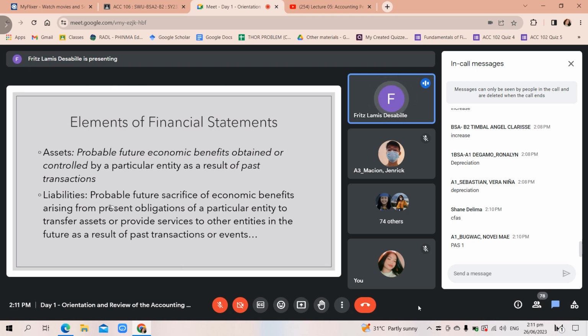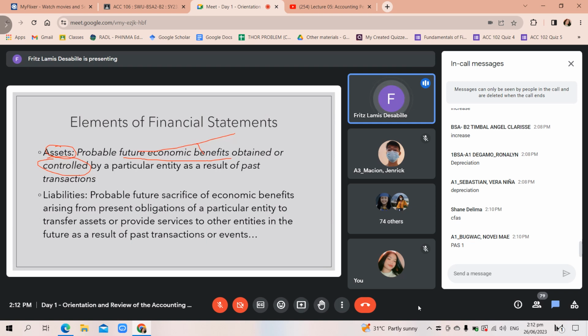The key word for an asset is actually not ownership, guys. The word is control. Assets have probable future economic benefit, which is why we call it an asset, because there is an expectation that we will benefit from that item. Examples of assets are AR and inventory. AR has a probable future economic benefit because you will collect it, so you benefit in the future. Inventory, because you can sell it, so they are assets.